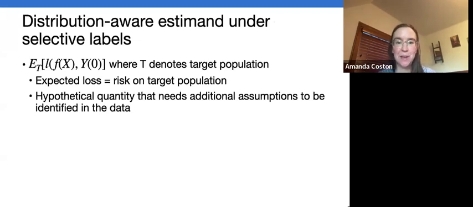Okay, so then our next step is to write down the estimand. So that's the goal, that's what we want to evaluate, but mathematically, what is it that we'd like to assess? Here we're providing this distribution-aware estimand under selective labels. So here we're going to write down this loss function. L is denoting a loss function of the predictive model f of X evaluated against Y(0). And we're going to evaluate this on the target population. So we're taking the expectation over the target population. Right, so this is the expected loss. We're asking about what's the risk on the target population. And this estimand, as I've written it now, is a hypothetical quantity that needs additional assumptions so that we can actually equate this to things we can observe in the data, or in other words, so that we can identify it in the data.